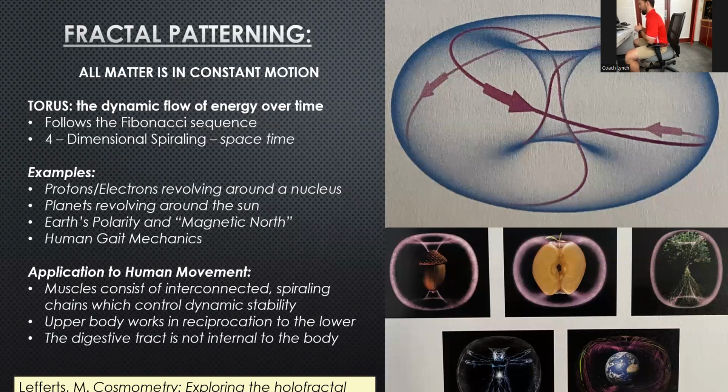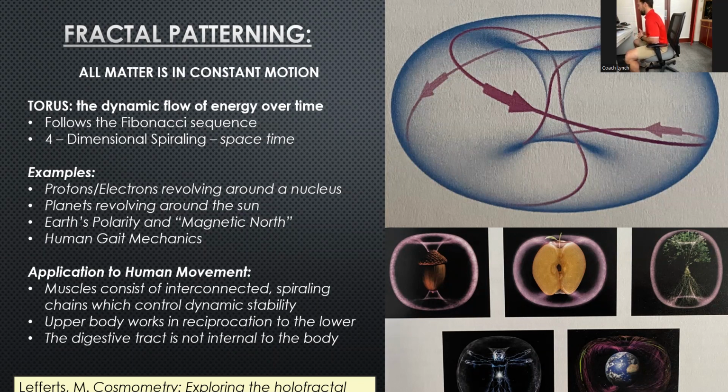So we'll talk about it as we go forward in the spiral muscle chains, but human gait mechanics happen in a rotational aspect, and muscles spiral. So that's kind of in the bottom section there. The way that the muscles spiral are actually interconnected, obviously, which we talked about in the last session. And that dynamic stability is consistent with the spiraling of that Fibonacci sequence, or the rectangular pattern that you saw in the last couple of slides.